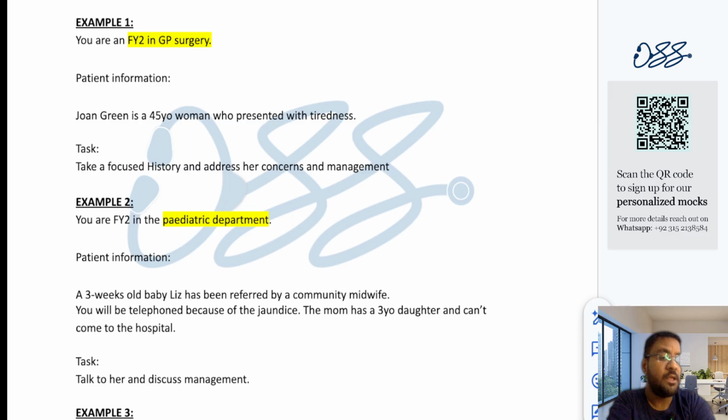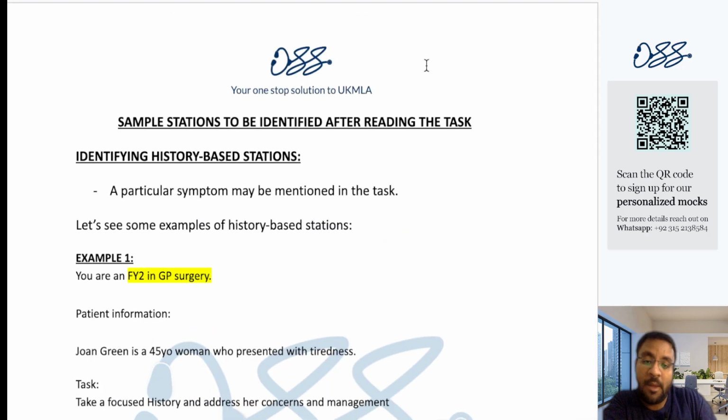Okay, so that is one very important aspect of reading the task. Other than that, the thing that I've been focusing on for a while now, in the previous lecture as well, is that you need to be able to identify what type of station it is. And one by one I'll go through how you can identify a particular type of station. So let's just begin with identifying the history based stations.